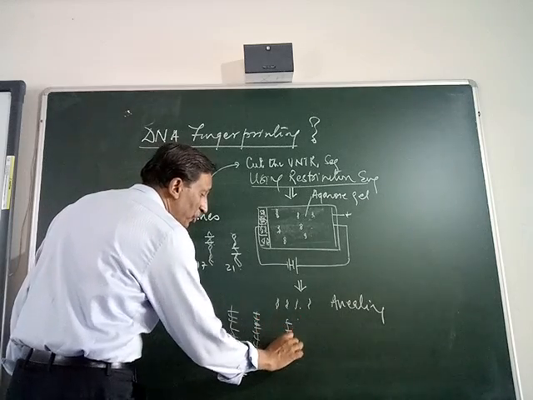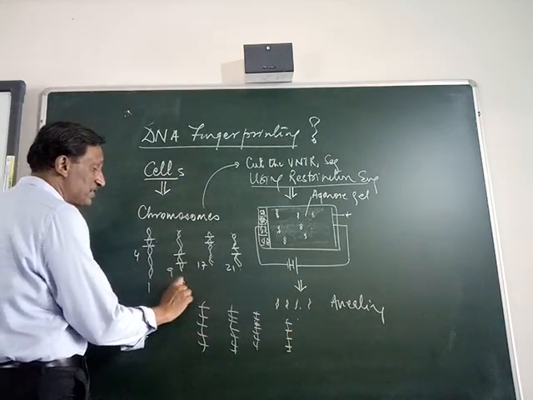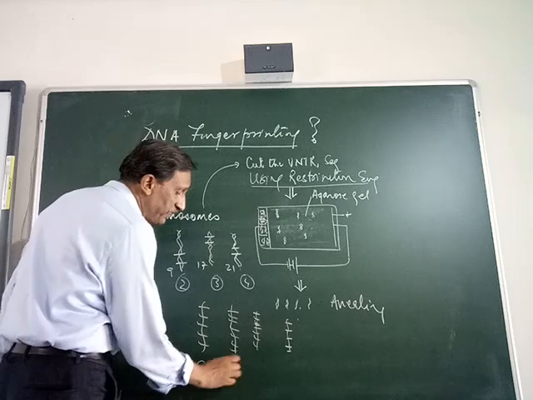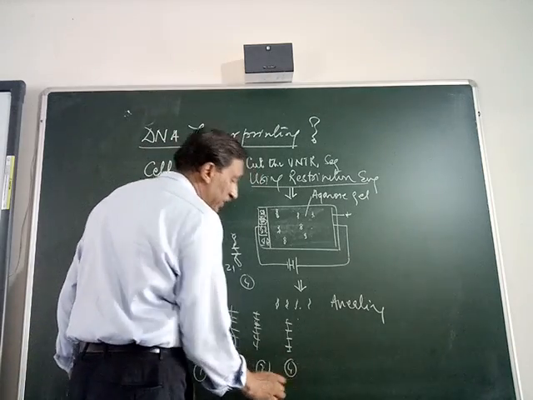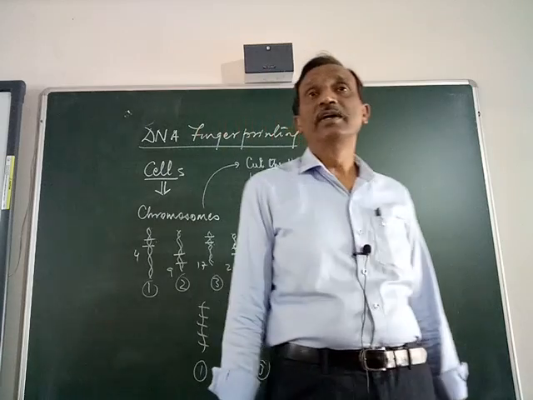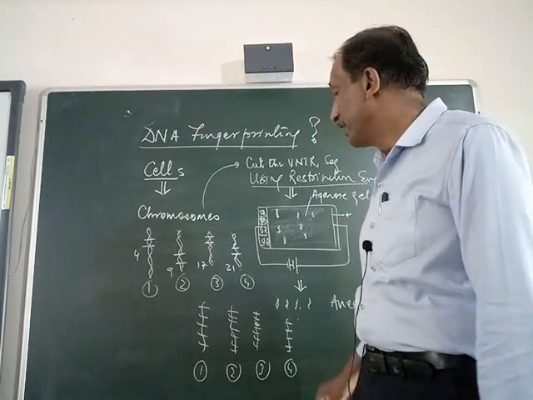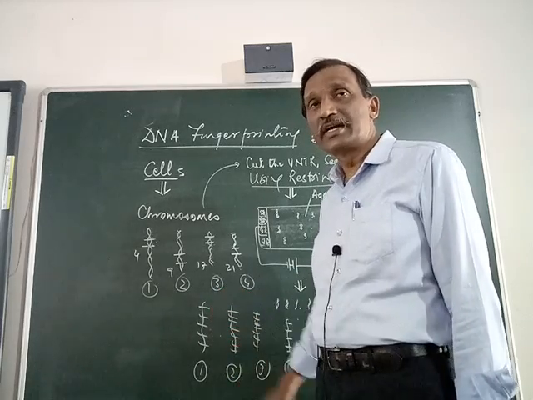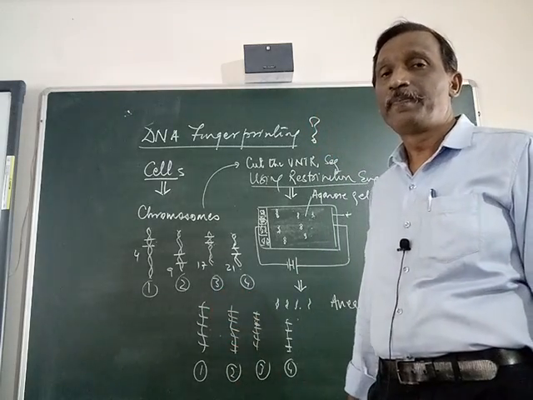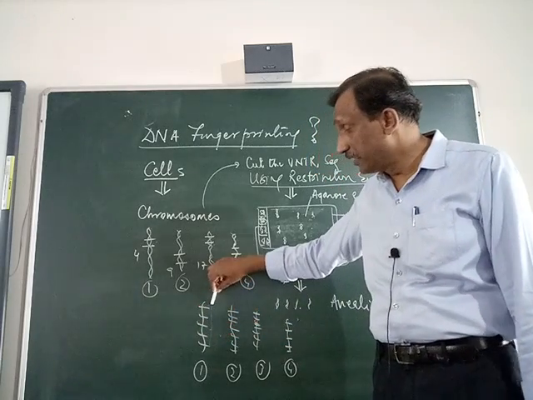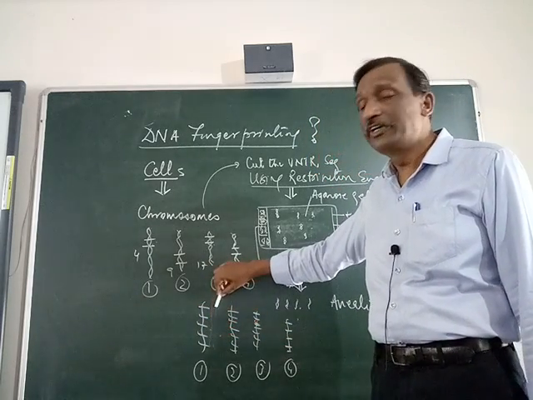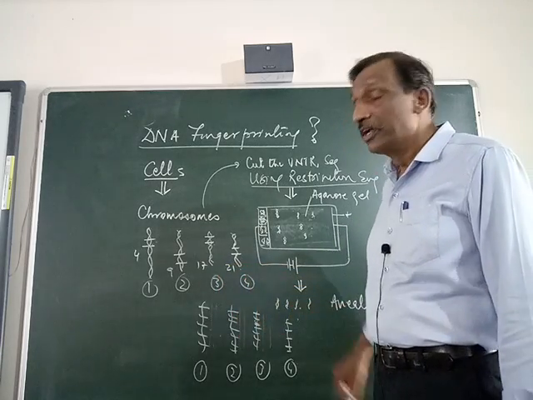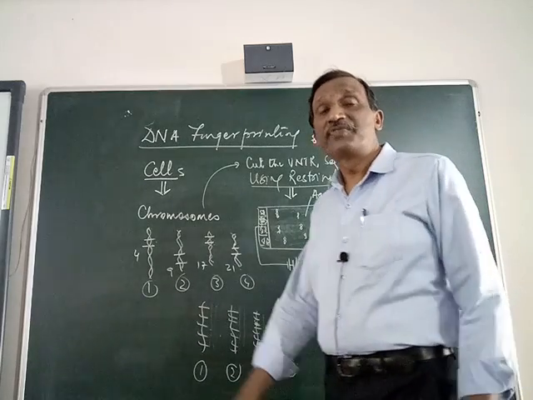We got the four: this is the first, this is the second, this is the third, and this is the fourth VNTR. Then they are exposed to the radioactive nucleotides. According to the base pairing rule, adenine with thymine, cytosine with guanine, guanine with cytosine, thymine with adenine, they will hybridize. Whatever the sequence here, the same complementary nucleotides will arrange. Now they are passed to the autoradiographic machine.